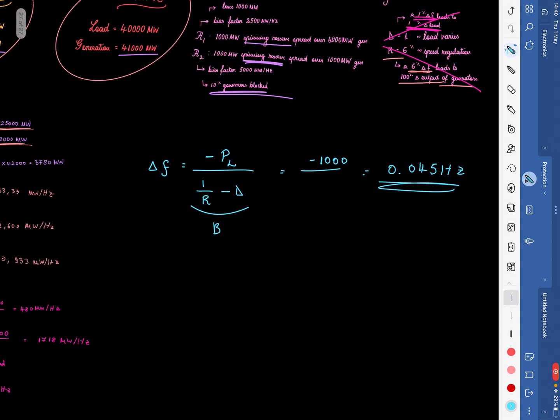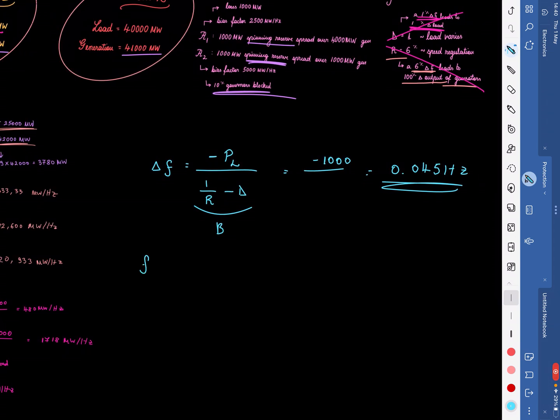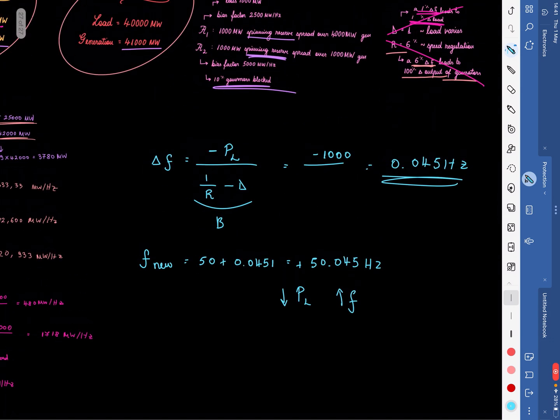But we want the new frequency. So the new frequency is the old frequency of 50 Hertz plus the change in frequency. So we have 50.045 Hertz. Why is it plus and not minus? Because we are losing load. So your frequency has to increase. Okay, what else now?